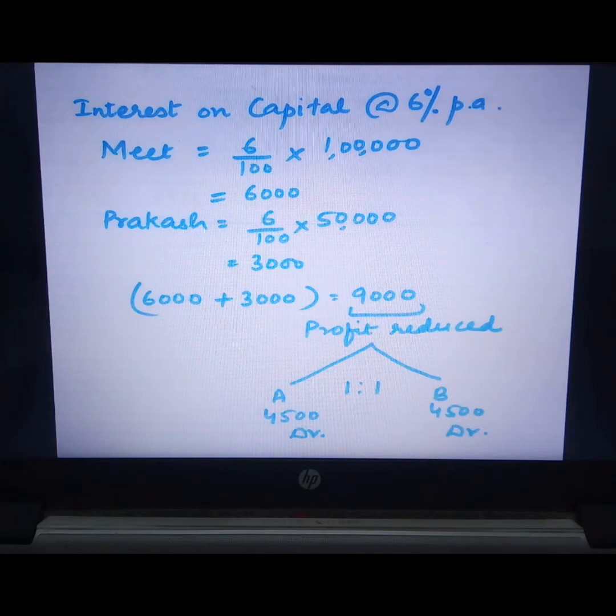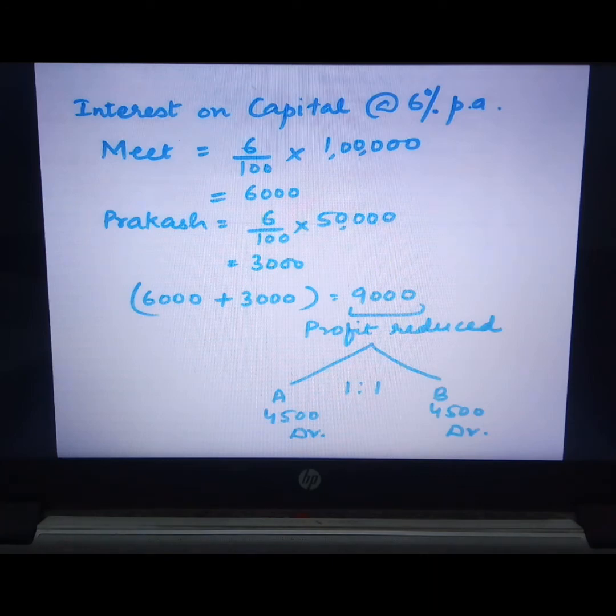In this question we have taken a direct example, so we have direct calculation. The capital of Meet was rupees 1 lakh. Interest on capital is at the rate of 6%. For 1 year, that is for this session 2019-20, 6% of rupees 1 lakh is rupees 6,000. Again for Prakash, the capital was rupees 50,000, and at 6% per annum it comes out as rupees 3,000.